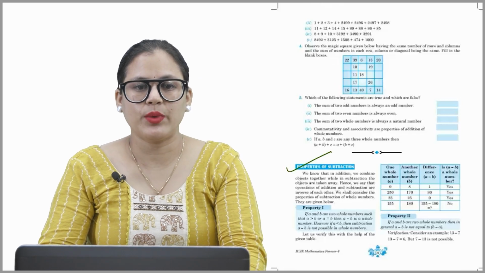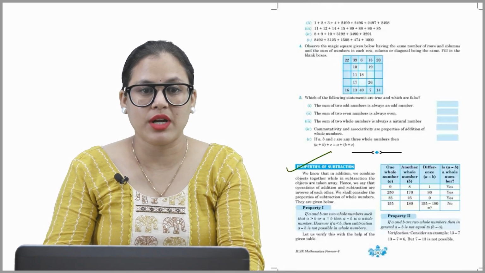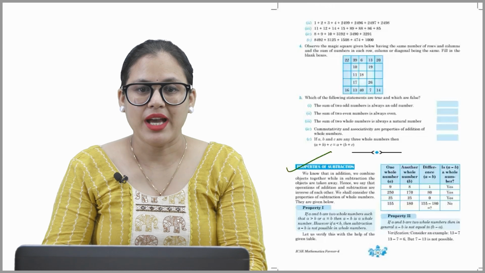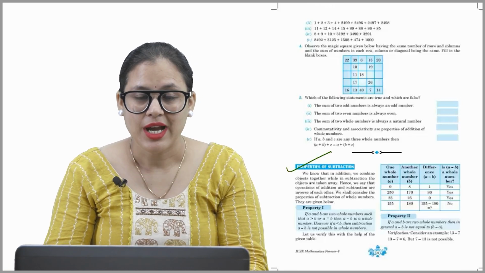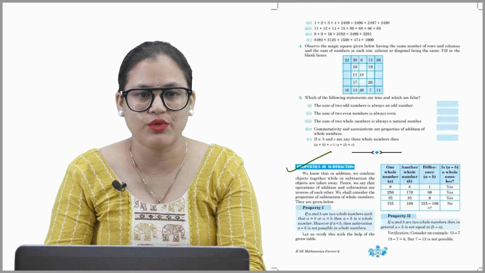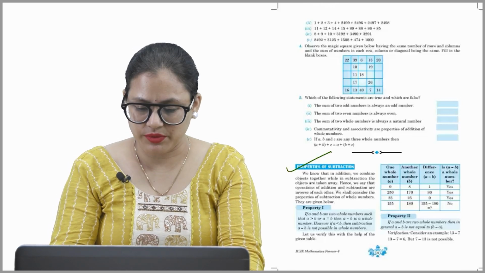We know that in addition we combine objects together, while in subtraction the objects are taken away. Hence we say that the operations of addition and subtraction are inverse of each other. We shall consider the properties of subtraction of whole numbers. They are given below.